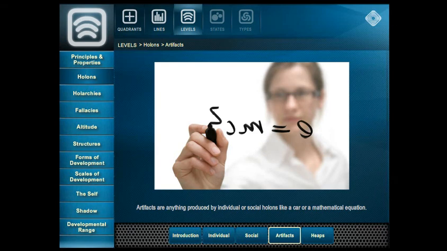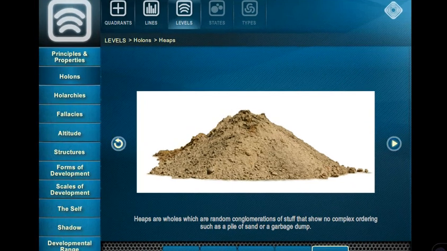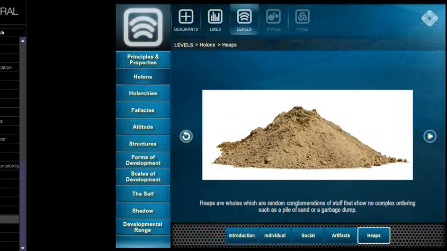Artifacts are anything produced by individual or social holons, like a car or a mathematical equation. Heaps are wholes which are random conglomerations of stuff that show no complex ordering, such as a pile of sand or a garbage dump.